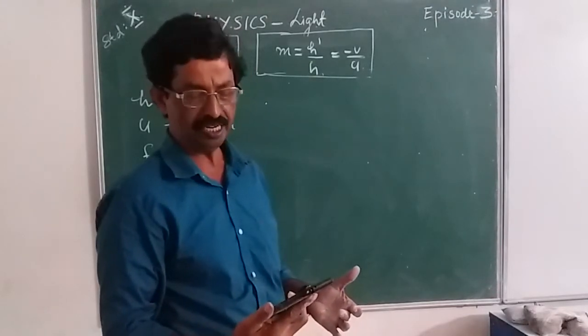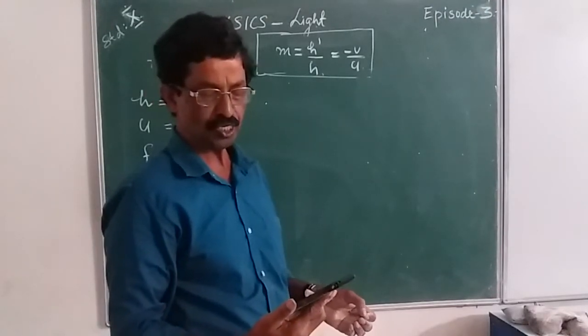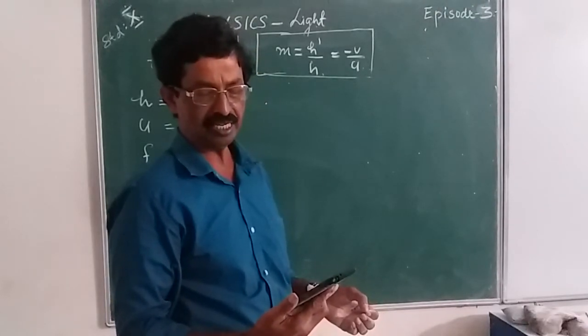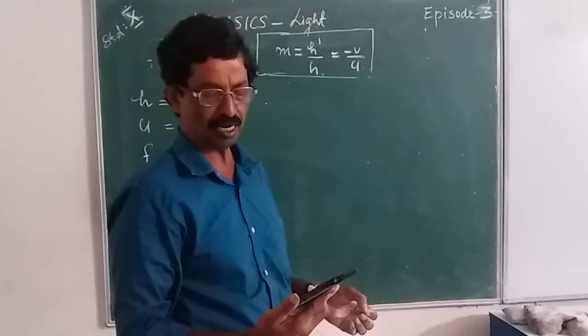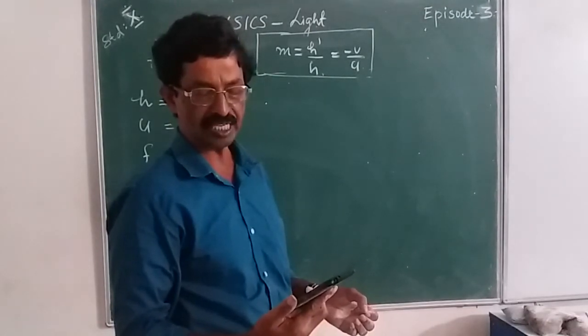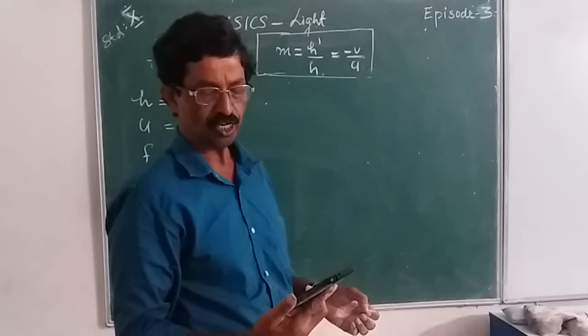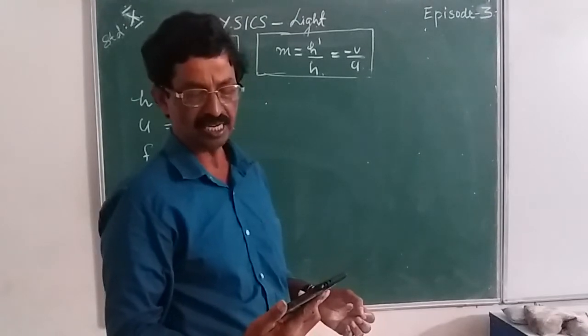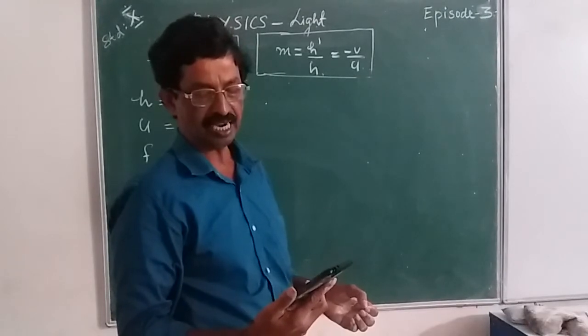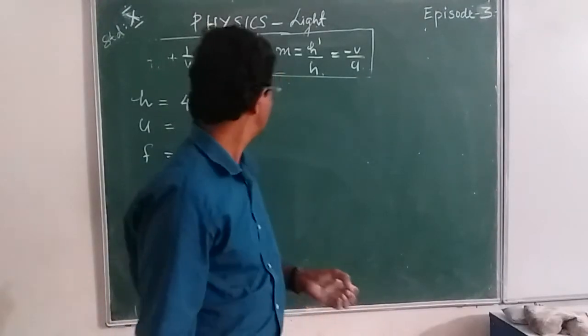Once again the question: an object 4 centimeter in size is placed 25 centimeter in front of a concave mirror of focal length 15 centimeter. At what distance from the mirror should a screen be placed in order to obtain a sharp image? Find the nature and size of the image.